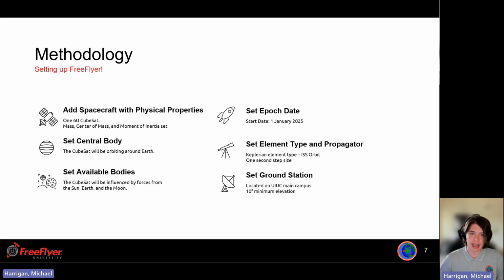We then set the element types and the propagator. We're going to use Keplerian element types, and we just threw it in an ISS orbit with a 1 second step size. We are then going to set our ground station location, since we're going to focus on the communication side of this too. We threw our ground station on the UIUC main campus with a 10-degree minimum elevation.